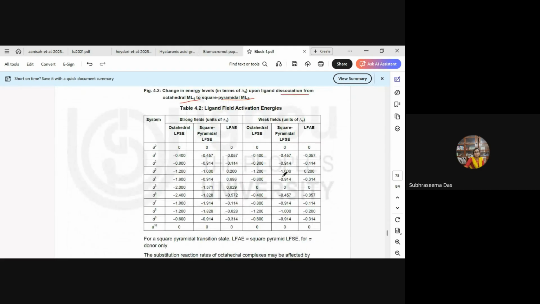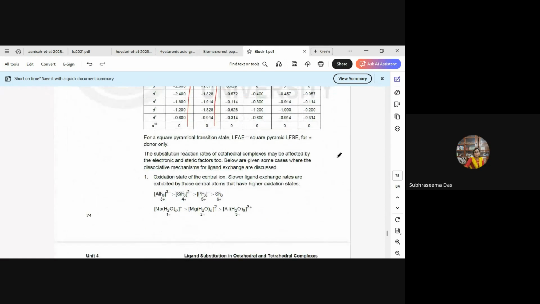So here in table 4.2, you can see the different types of LFAE. First is the octahedral LFSE, which has been shown here. The square pyramidal LFSE has also been shown. Then the difference is calculated between these, which gives the LFAE. This is for the weak field ligand and this is for the strong field ligand. So for the square pyramidal transition state, LFAE is equal to the square pyramid LFSE for sigma donor only.